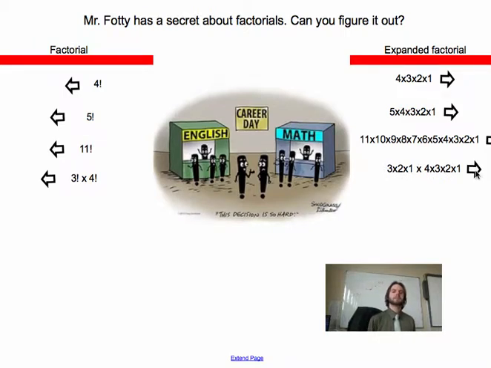Now, I want you to pause the video and write down what you think my secret on factorials is. What is the definition of a factorial? What do factorials do? And then once you think you have it, come on back and we'll continue the lesson.